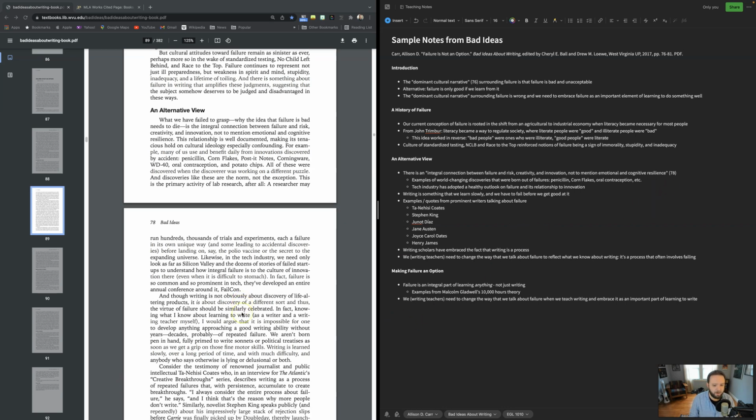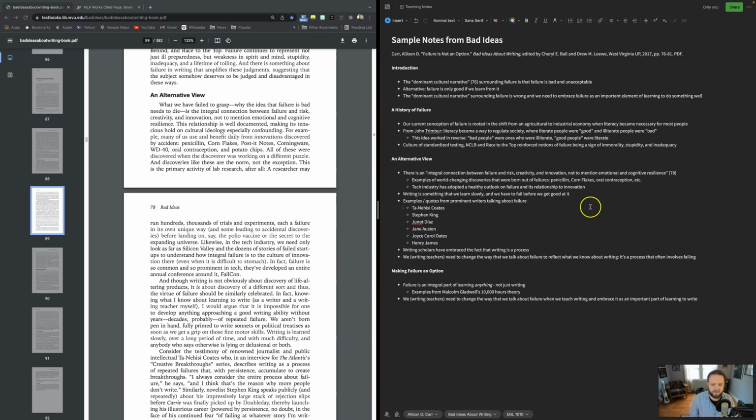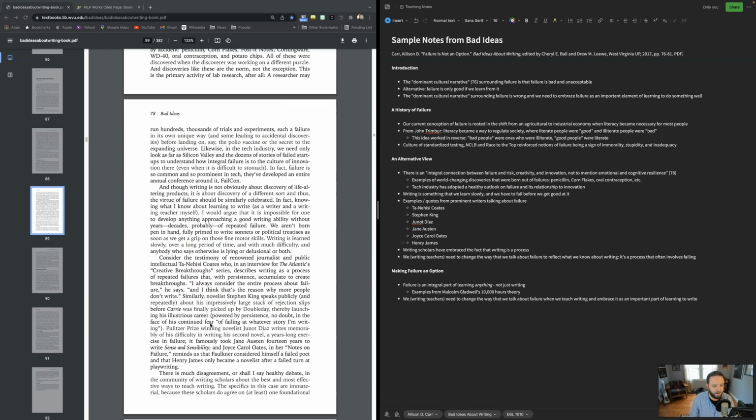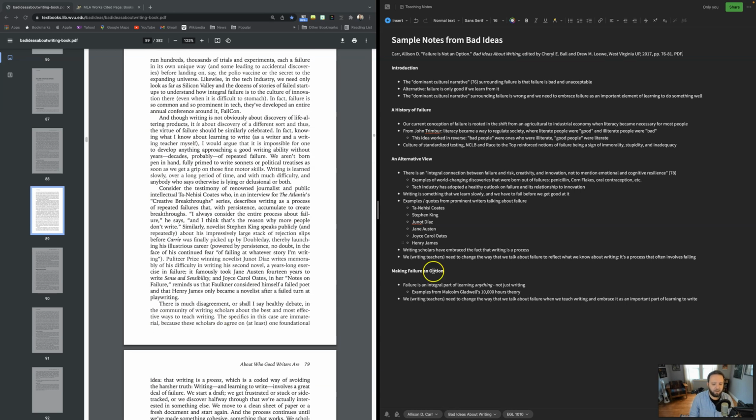In the next paragraph, she talks about how writing is something that we learn slowly and that we have to fail before we get good at it. And then in the following paragraph, she gives a number of examples of prominent writers who have talked about their failure. Writers including Ta-Nehisi Coates, Stephen King, Junot Diaz, Jane Austen, Joyce Carol Oates, and Henry James.